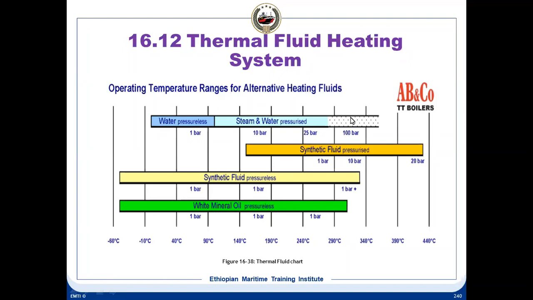In comparison, for the synthetic thermal fluid, which is absolutely pressureless, about 1 bar, practically zero pressure, the safety considerations, the piping thickness, the pumps, etc. are hardly anything. As a result, the whole entire system will be that much lighter, and it will not pose that many safety concerns for the personnel who are operating it.